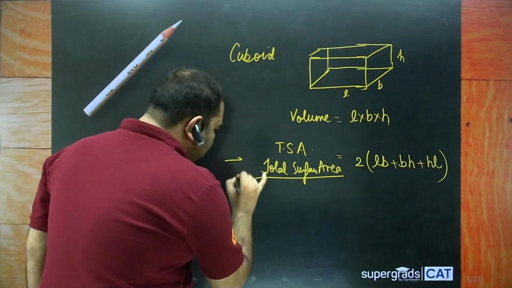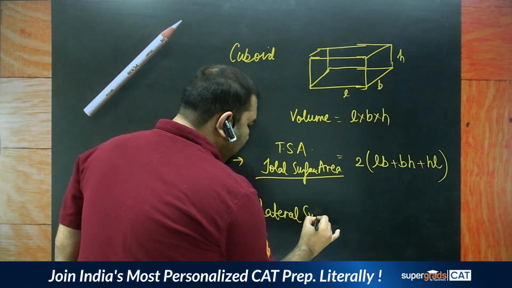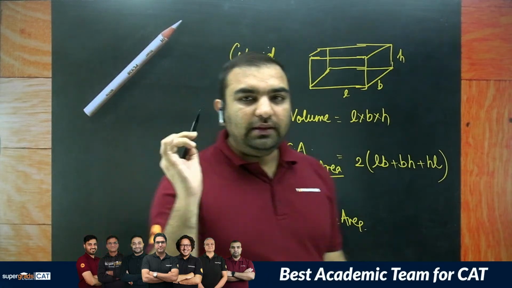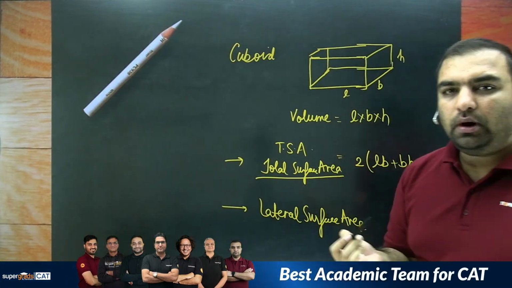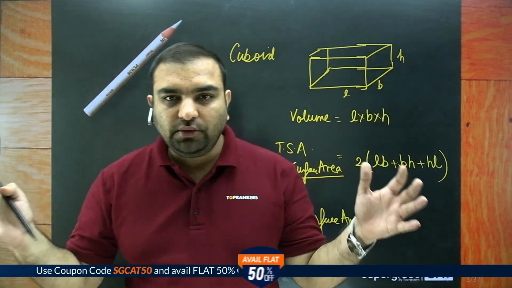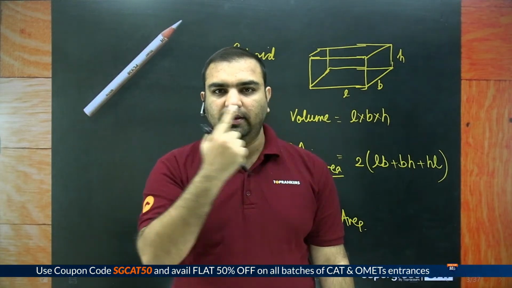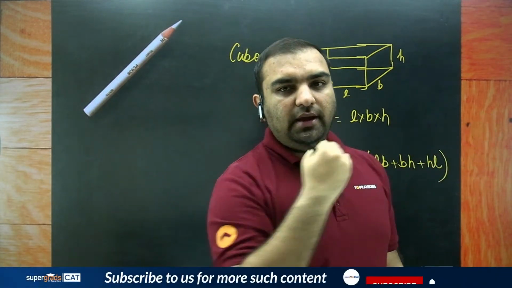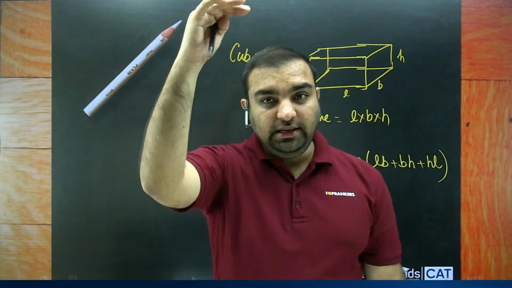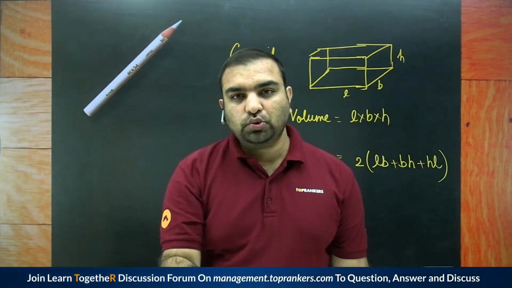They can also ask you the lateral surface area. For lateral, you have to remove the floor and the top. For example, when I ask the lateral surface area of the room in which I am standing, all 4 walls are covered in it. The area of these four walls would be considered as the lateral surface area. I have to eliminate the ceiling and the bottom as well. So these two portions have to be removed.